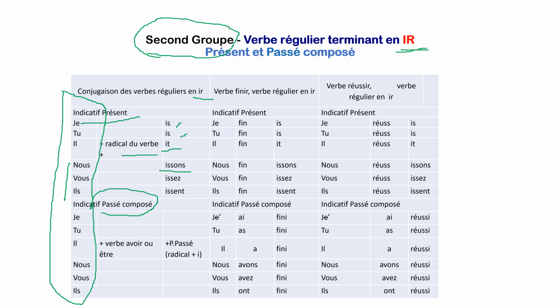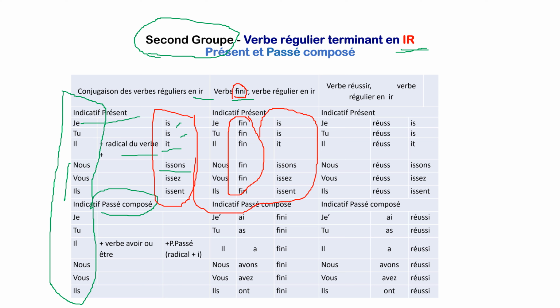ESSEZ for the second person and ESSENT for the third person plural. All you need to do then is, if we take the verb finir, we are going to simply take the root, which is FIN. This is the root here, and then we put it here. We take the ending here and we put it right here. And the same goes for any other verb.